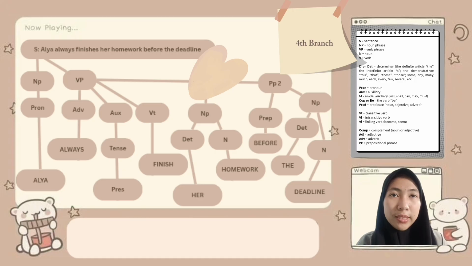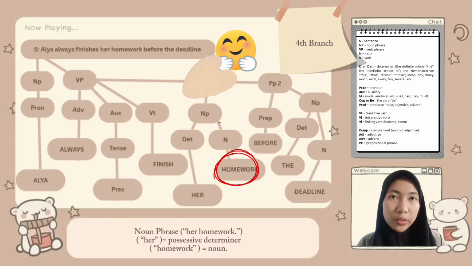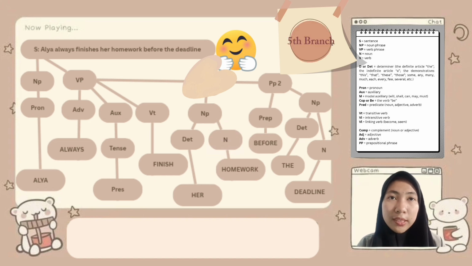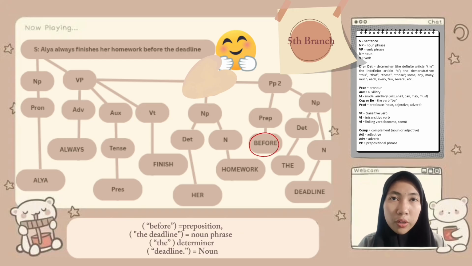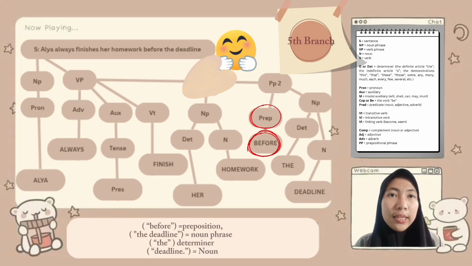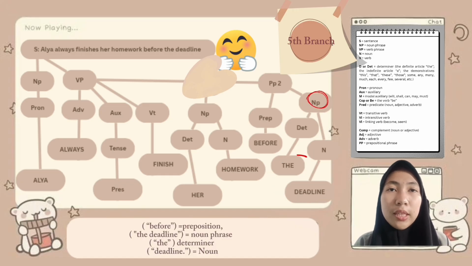The fourth branch is the noun phrase, her homework. The word her functions as a possessive determiner, while homework functions as a noun. The fifth branch is the prepositional phrase, before the deadline. The word before is a preposition and the deadline is a noun phrase consisting of the determiner the and the noun deadline.